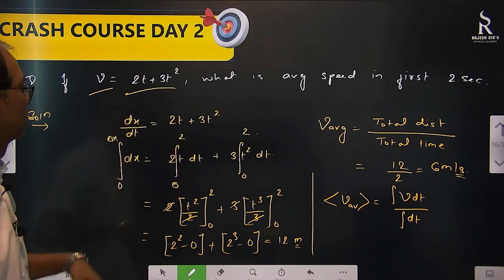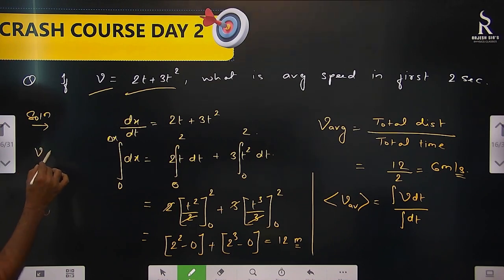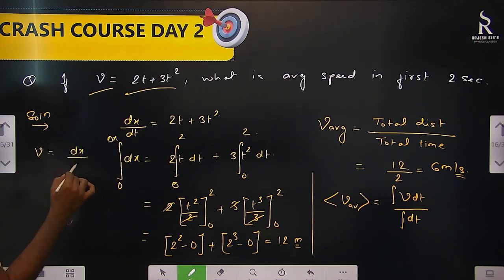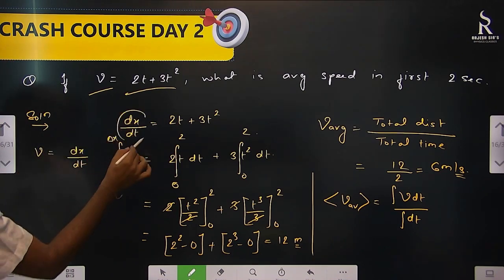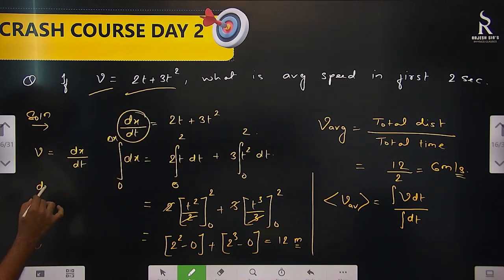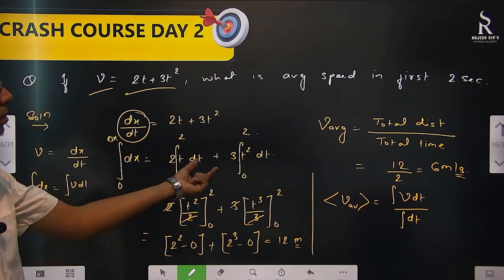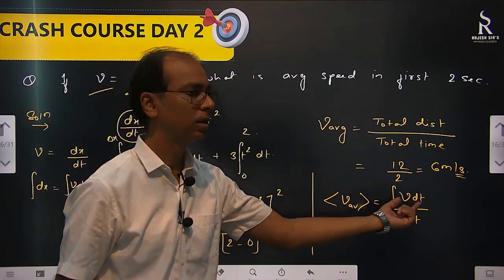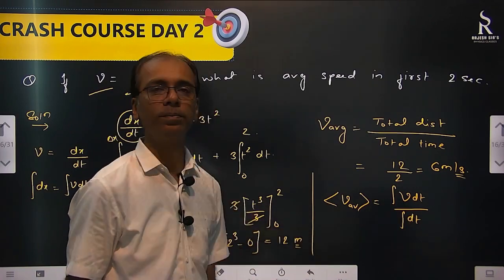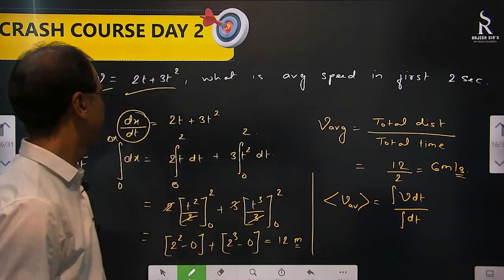See, I'll show you. V is dx by dt. That's what we have written here. So dx is what? V dt. So in place of dx, I have directly written V dt by dt. Okay. Right.